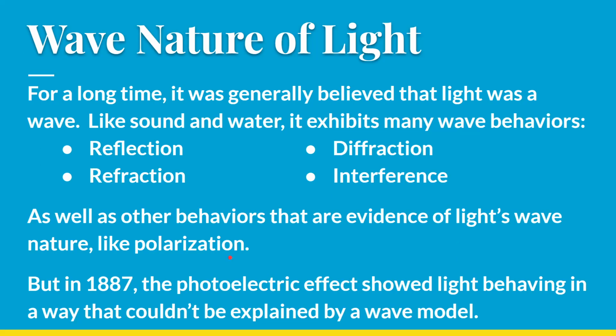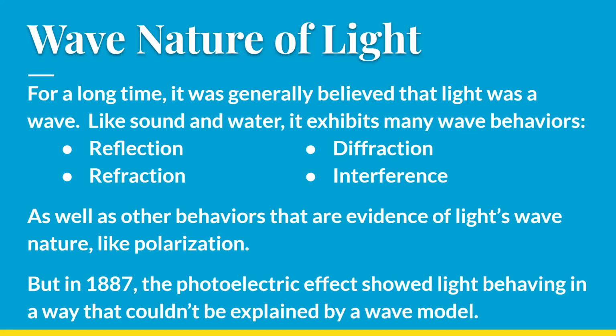Okay, so for a long time, it was generally believed that light was a wave. Like sound and water, it exhibits many wave behaviors. We just looked at these: reflection, refraction, diffraction, interference, as well as other behaviors that are evidence of the light's wave nature, like polarization. Okay, so all the stuff we just talked about could be used as evidence to show that light is a wave, and it is and was used as evidence to show that light was a wave.